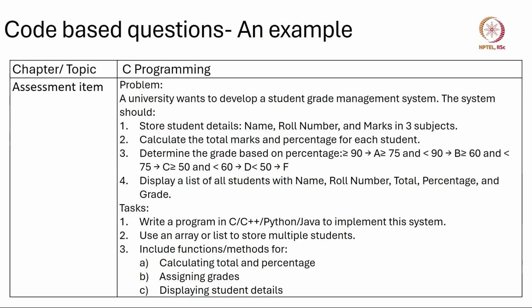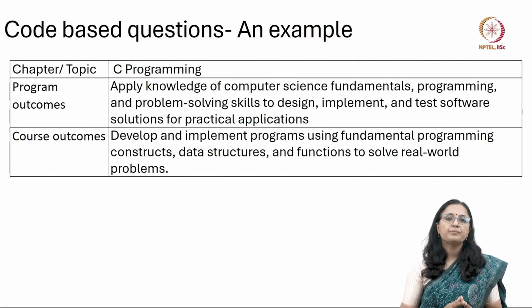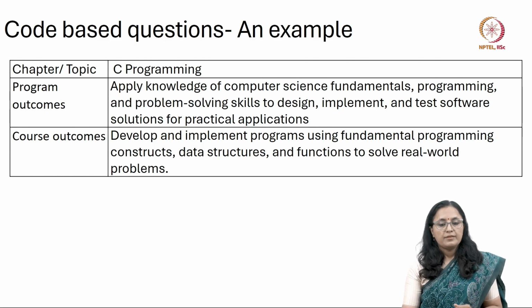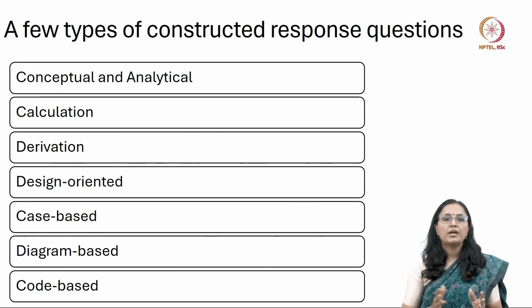This kind of question can assess the attainment of course outcomes which belong to a very high cognitive level. The course outcome for this particular question is to develop and implement programs using fundamental programming constructs, data structures and functions to solve real-world problems. We can even break down these course outcomes, and such questions can assess multiple course outcomes. To summarize, we have seen a few types of constructed response questions in this unit.